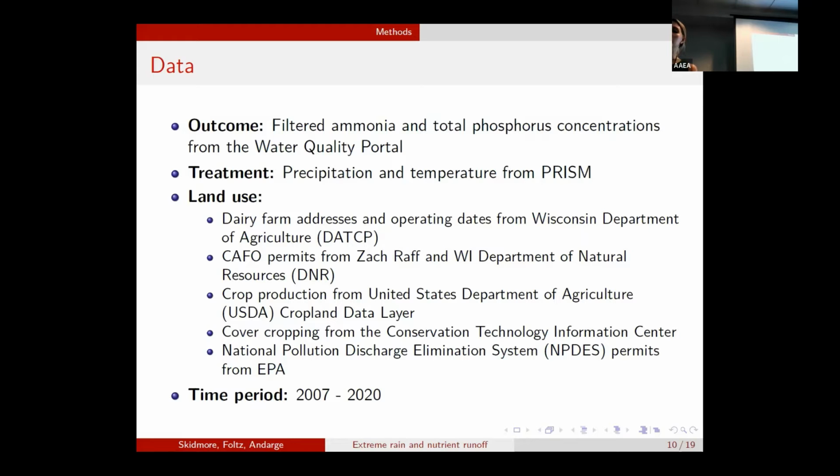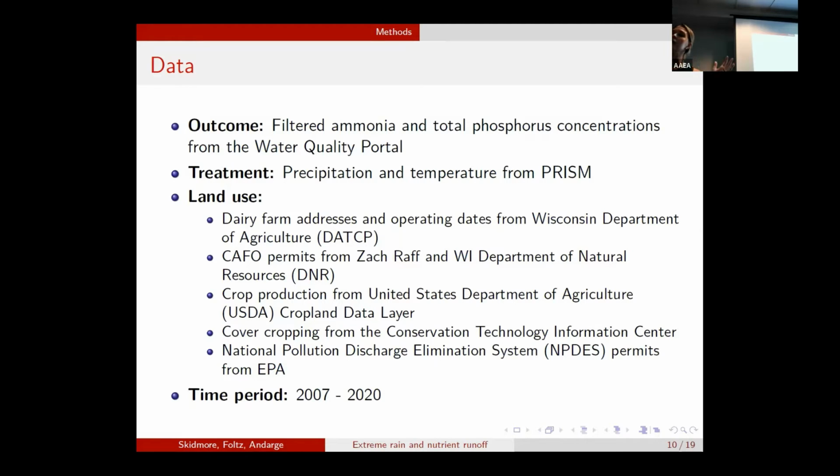And then we use the CDL to know where crop production is in the state, and this is from the USDA. We worked with Optus data on cover cropping. This is from the Conservation Technology Information Center, also a great resource. And then we know where our point source pollution is coming from: NPDES permits from EPA.